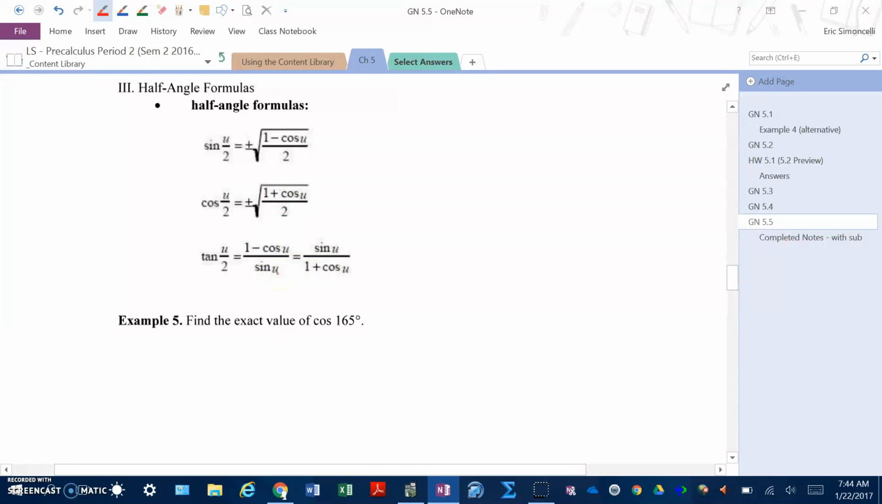Example 5. Find the exact value of the cosine of 165. So the first thing we'll do is look at 165 degrees and stress that it's, of course, in quadrant 2. And because it's in quadrant 2, we know that the cosine of this particular angle will be negative. And then we'll go ahead and say, well, 165 is not on the unit circle. However, if you set it equal to half of u, or equal to u over 2, we could maybe calculate u as a more familiar angle.